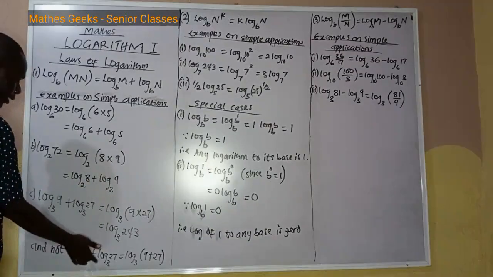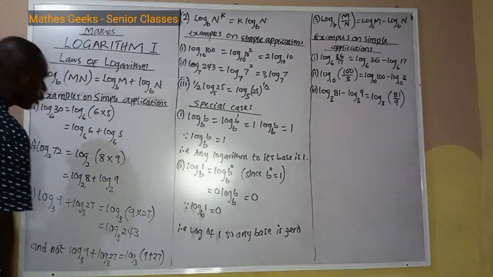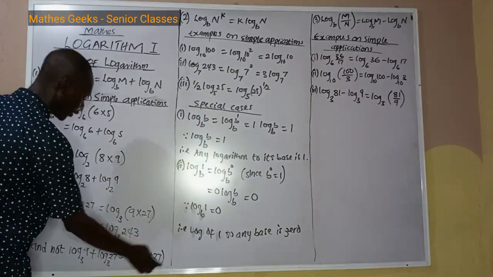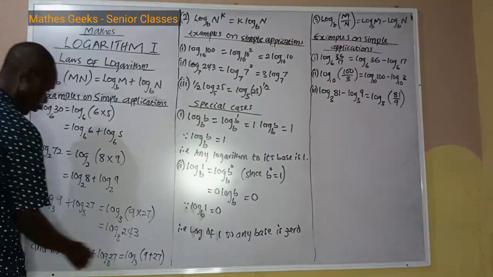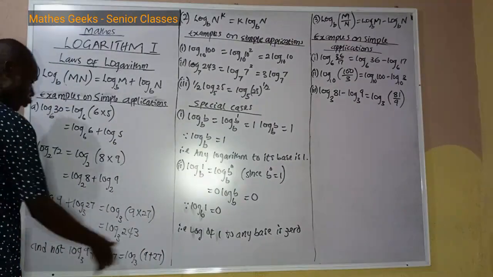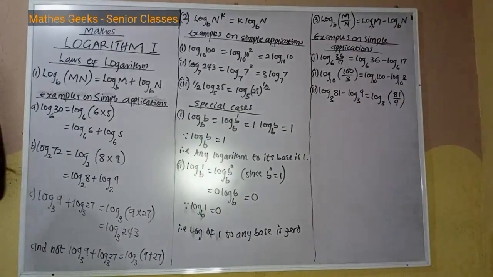So of course, since there was no multiplication, you should just follow suit. No, don't be tempted to add 9 to 27. Rather, multiply. The law says when there's multiplication you add, and when there's addition you multiply. So that's what you should do.